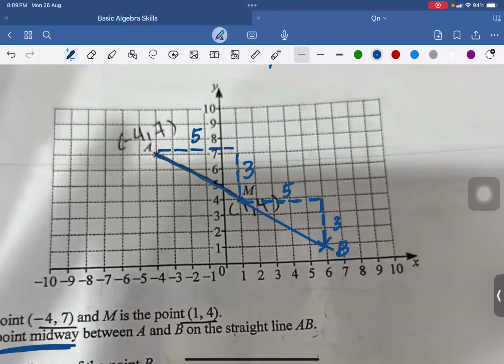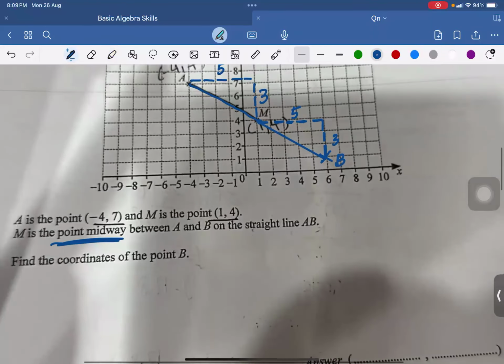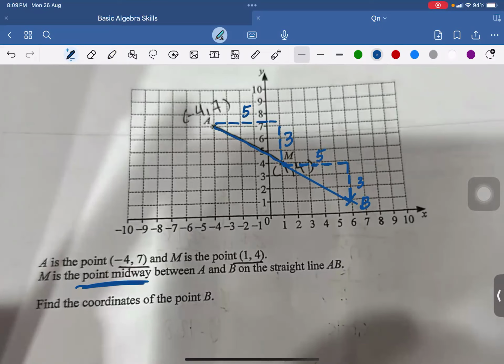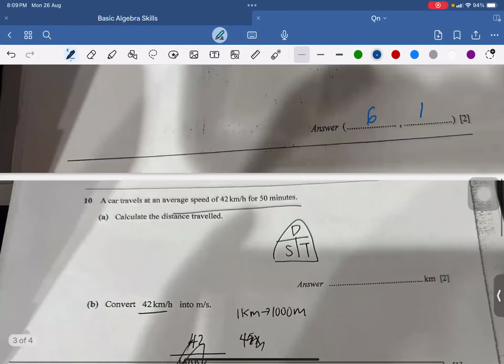So what's the coordinate of this point? X is 6, Y is 1. Is it okay? Okay, you can take time to understand later, okay?